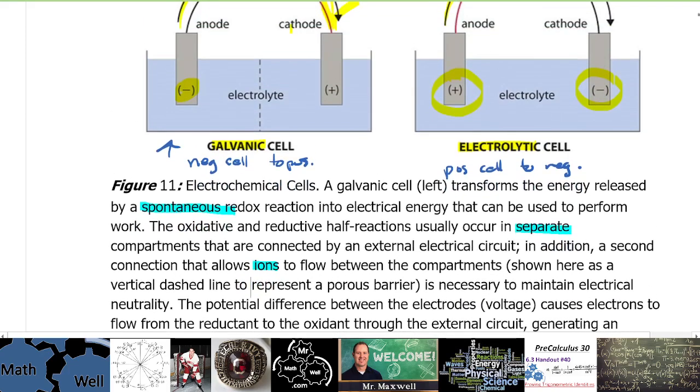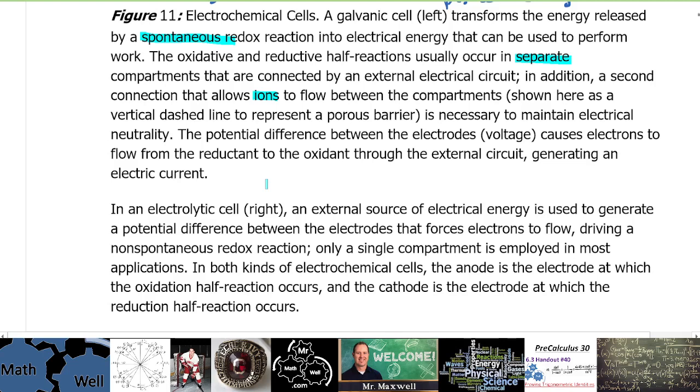Now, conversely, the electrolytic cell, let's read about that. In an electrolytic cell, an external source of electrical energy is used to generate a potential difference between the electrodes that forces the electrons to flow, driving a non-spontaneous redox reaction. So the electricity is pushing the electrons the opposite way from what they would naturally want to do.